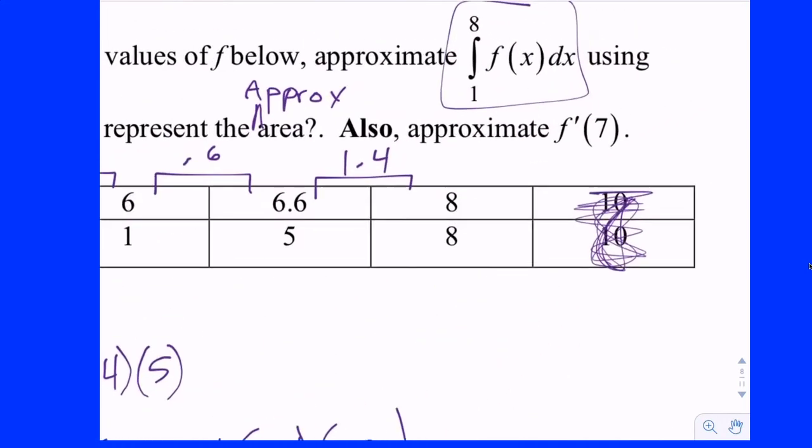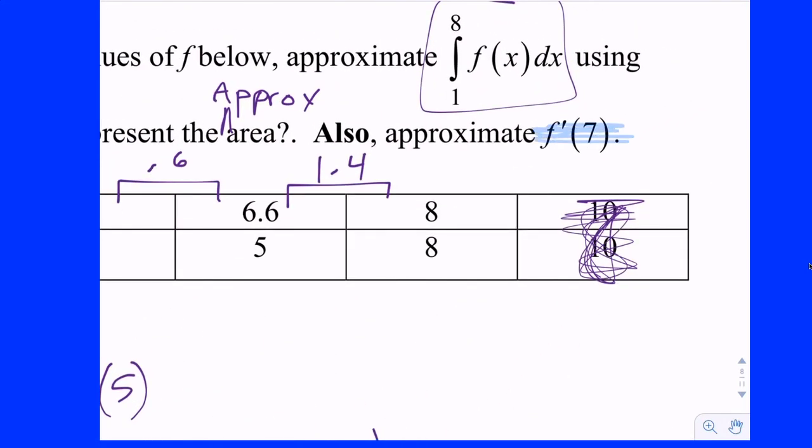All right, so the last thing is to review what f prime of 7 is. It's making my throat sore for some weird reason. I don't know. My throat is getting sore listening to that.